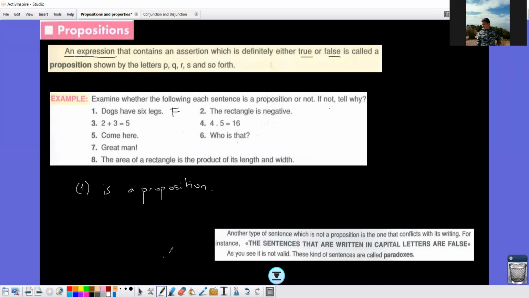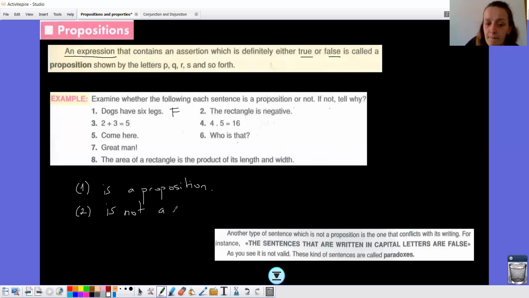So the second one, the rectangle is negative. Is it a proposition? No, it's not a proposition. Why? Because there's no meaning. We cannot talk about negativity or positivity for a rectangle. So we cannot say this is exactly true or false. So the second one is not a proposition.